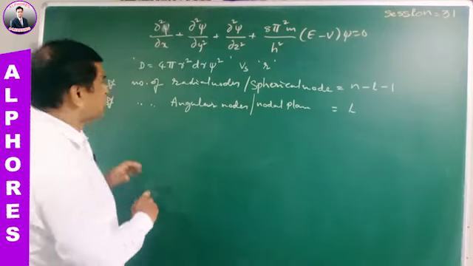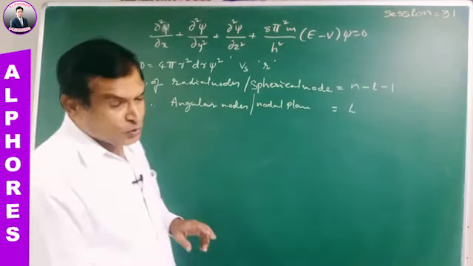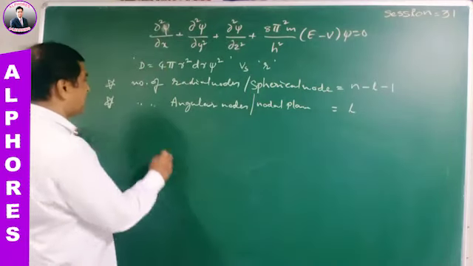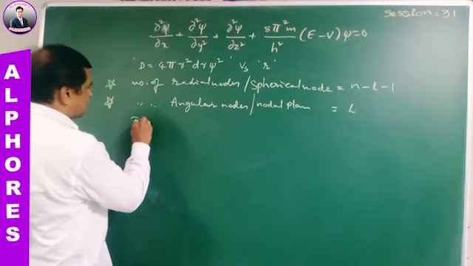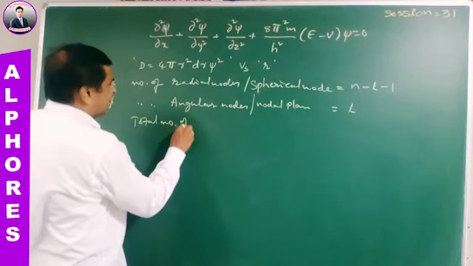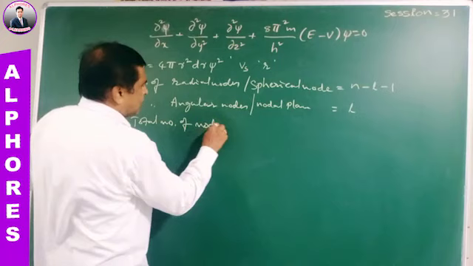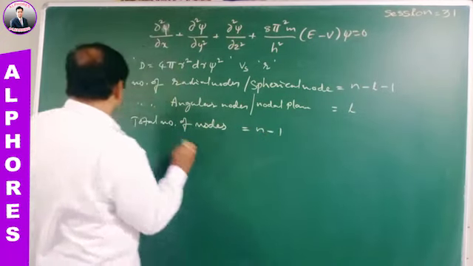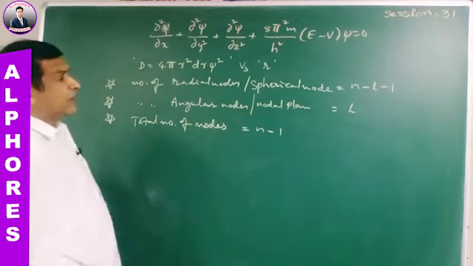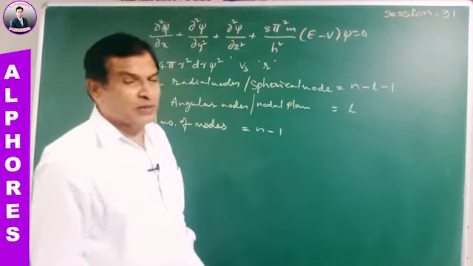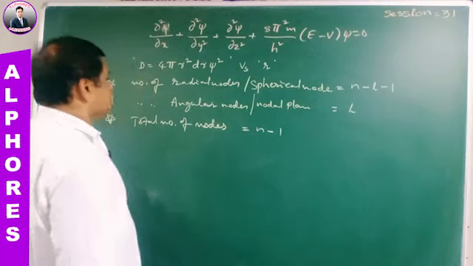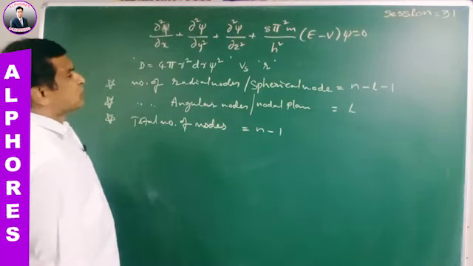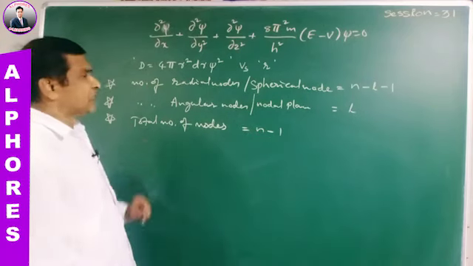Total number of nodes equal to n minus 1. Remember, total number of nodes equal to n minus 1. You should remember these fundamentals. Total number of nodes equal to n minus 1. These points we can understand from the graphs.